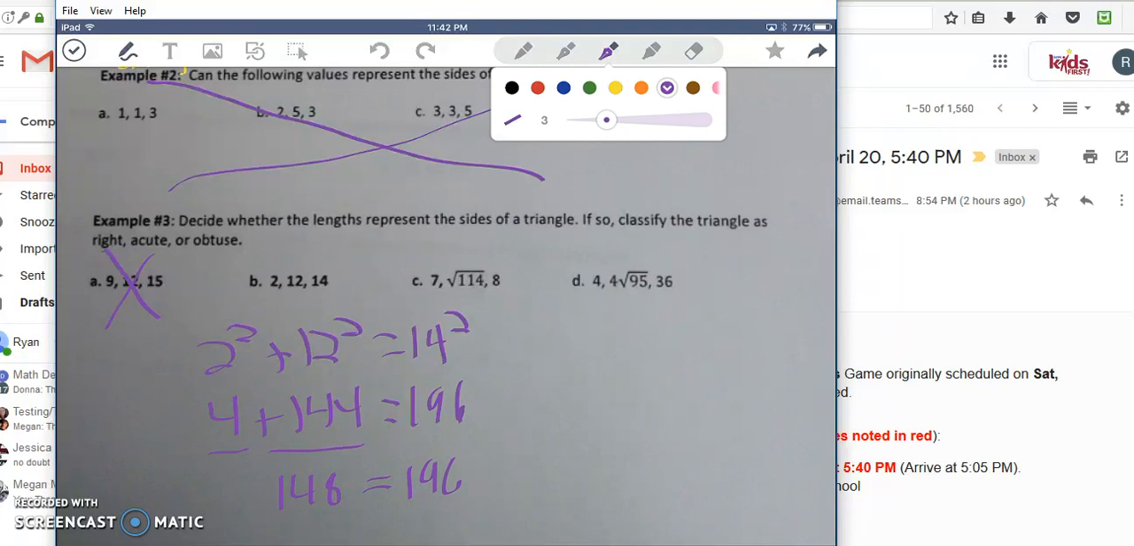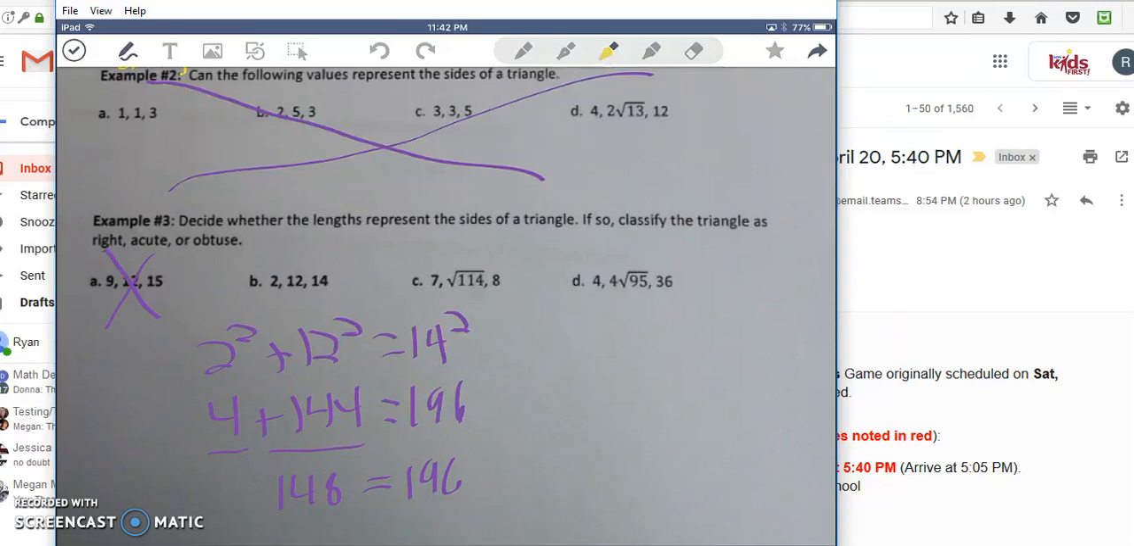So when you end up adding 144 and 4, you end up with 148, which is equal to 196. Well, technically, when you look at it, you notice that 196 is bigger, or this c squared is going to be bigger. Therefore, that's going to be an obtuse triangle, because the c squared here is larger than the a squared plus b squared.